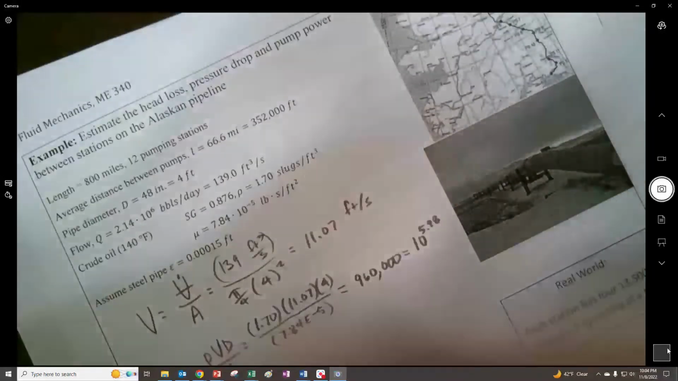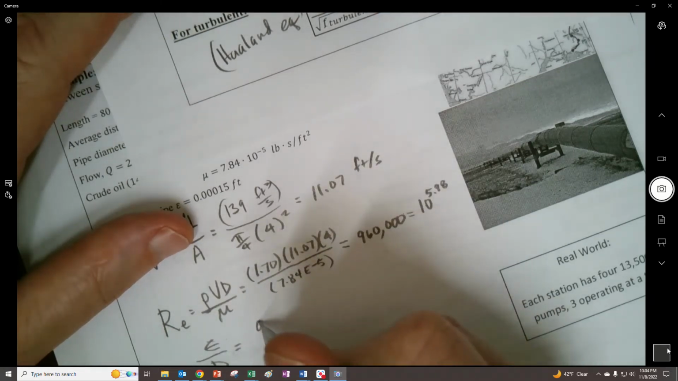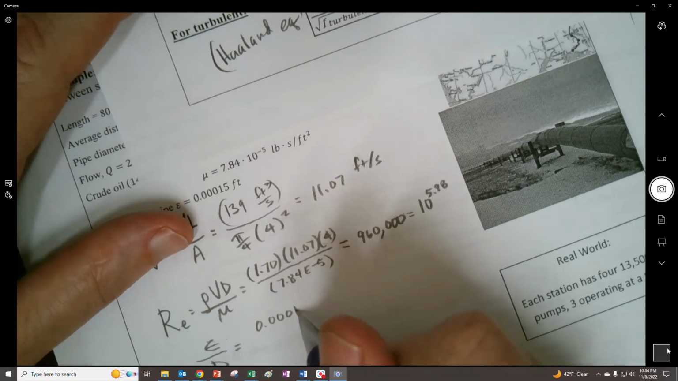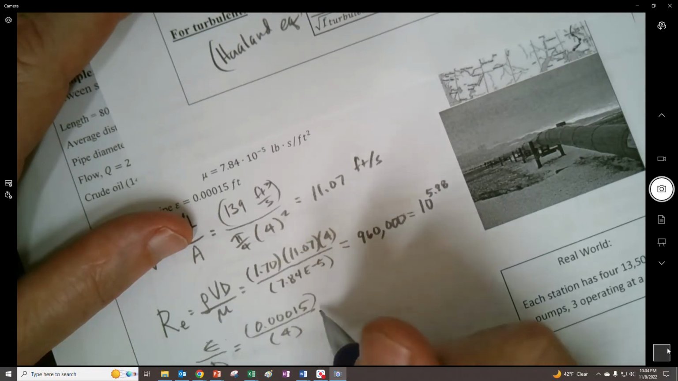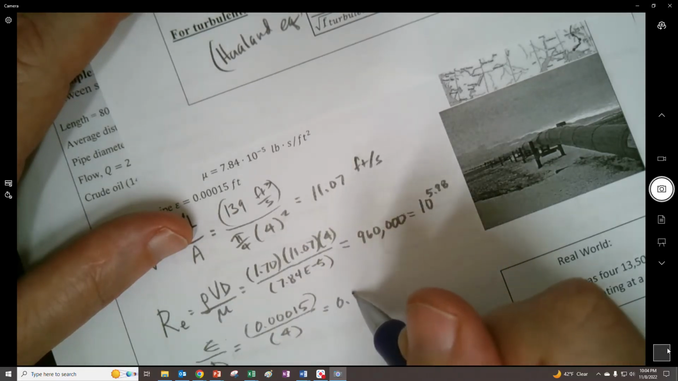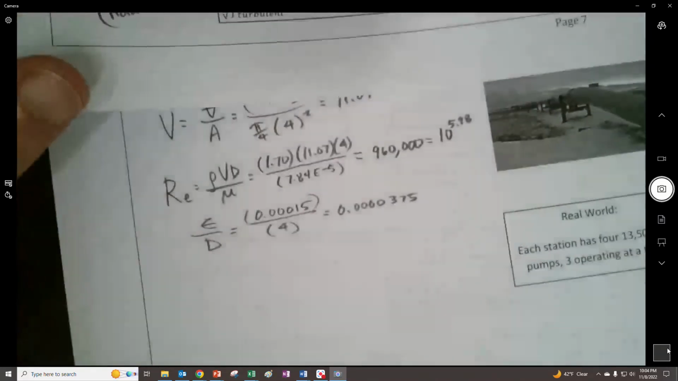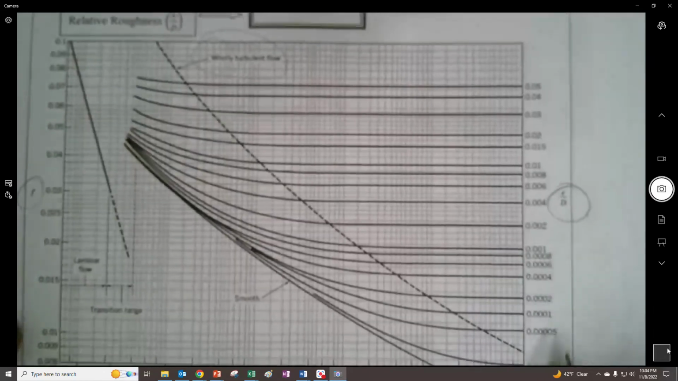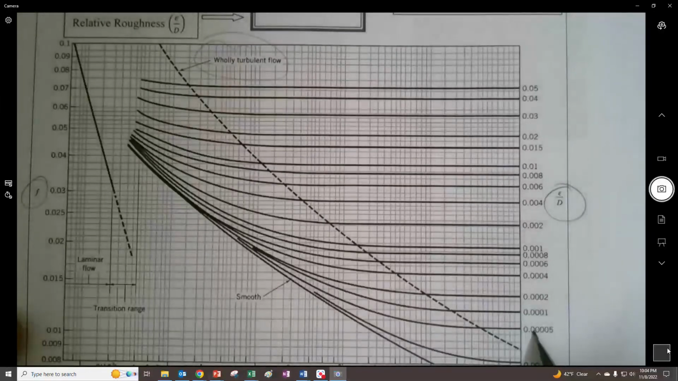Oh, we need the roughness too. I'm sorry. Let's get the roughness. The roughness is going to be, we decided to go 0.00015 and divide it by 4 feet. It's going to be a really small number. 0.0000375 is the answer. So that's pretty low on this chart, right? So we have 1, 2, 3, 4.